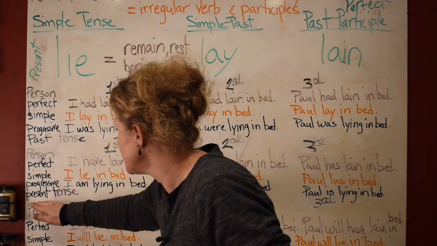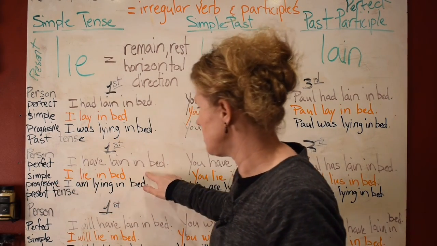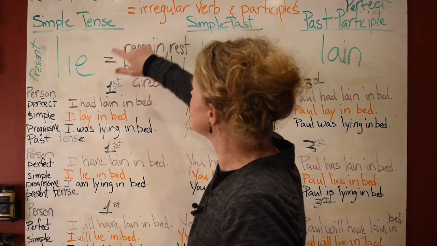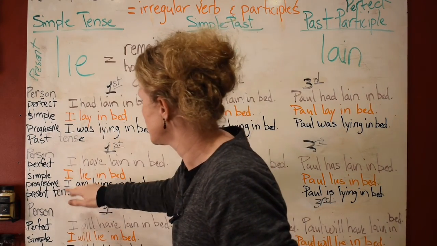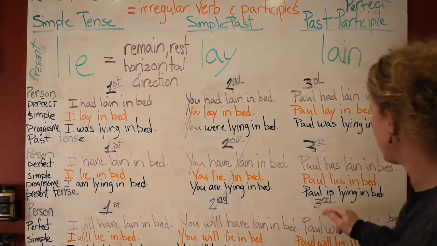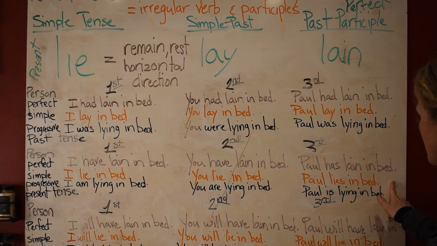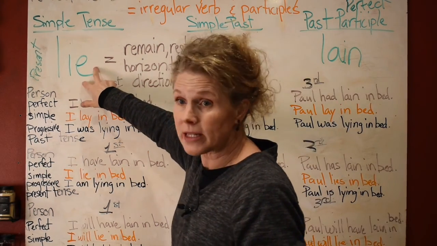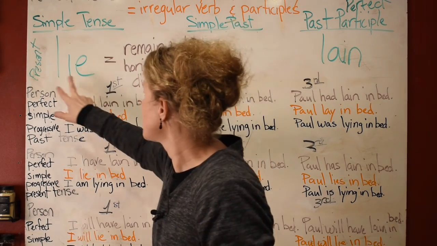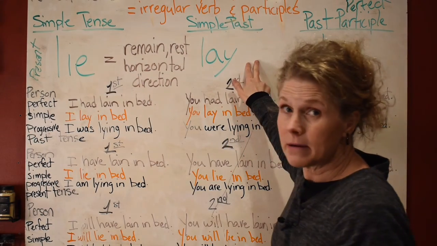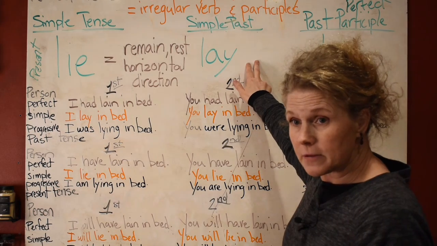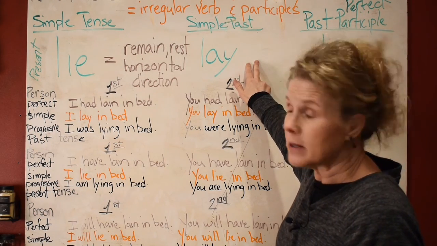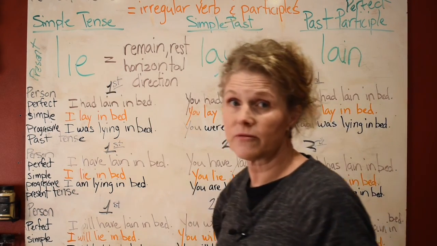So simple present, I lie in bed. So look, simple present, simple tense. I lie in bed, you lie in bed. Paul lies in bed. Now this is an intransitive verb. Lie is an intransitive verb. Okay? Now lay can be transitive or intransitive. Lie is an intransitive verb.